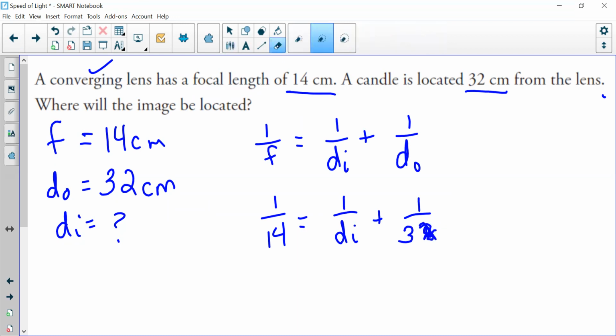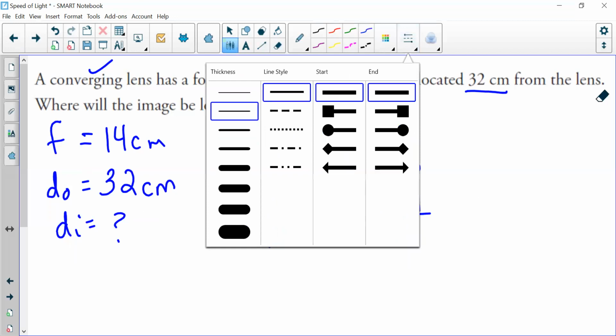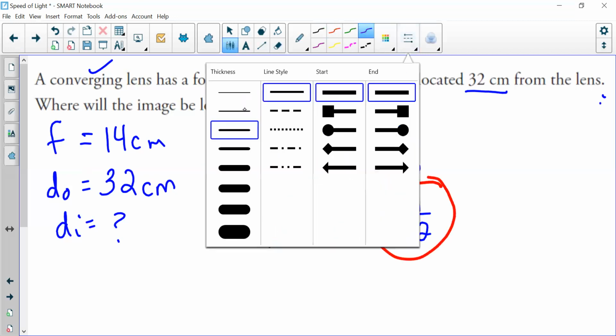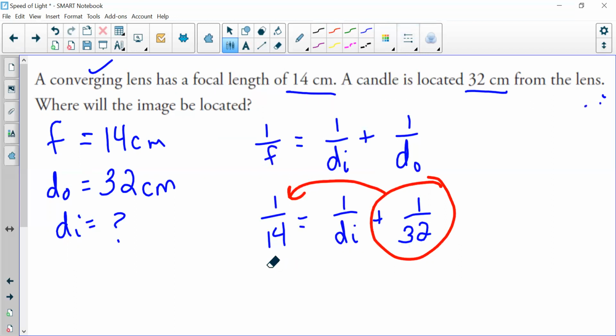Elsa, go ahead. You'd have to do the 1 over DO, like you'd have to switch it to the other side. Good. Okay, so what's that going to look like? 1 over 14 minus 1 over 32 equals 1 over DI. Very good. Switch the sign of the fraction that you're bringing over. So 1 over 14 minus 1 over 32 equals 1 over DI. Okay. Who can take it from Elsa? What's next?